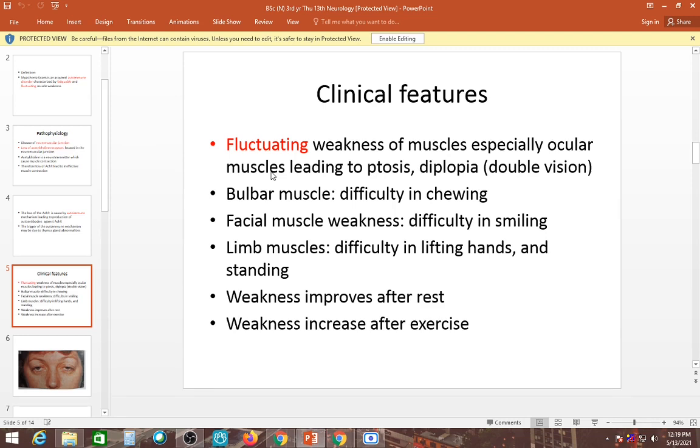And it is important to note that this weakness improves after rest. That means if the person rests for some time, goes to sleep, takes a nap, does not work for a few hours, then they become okay. But after exercise or after doing some work, the weakness increases again. So the features are very typical.